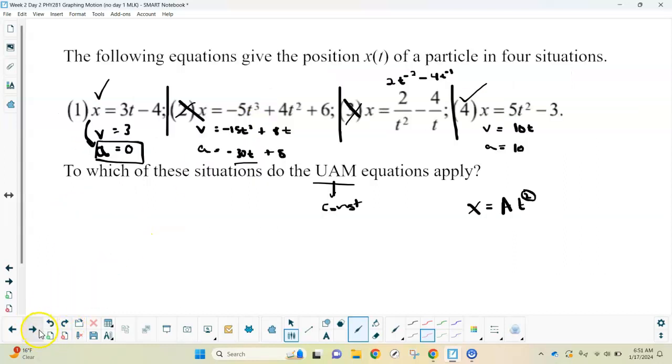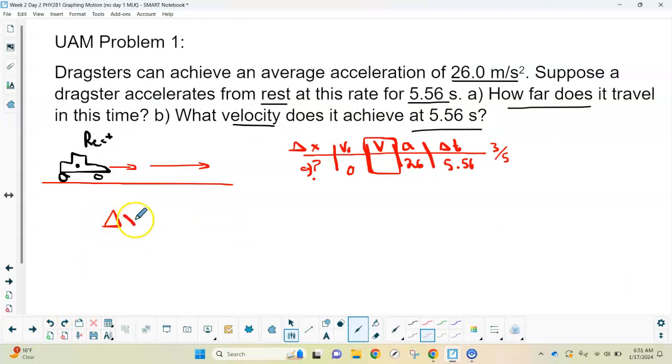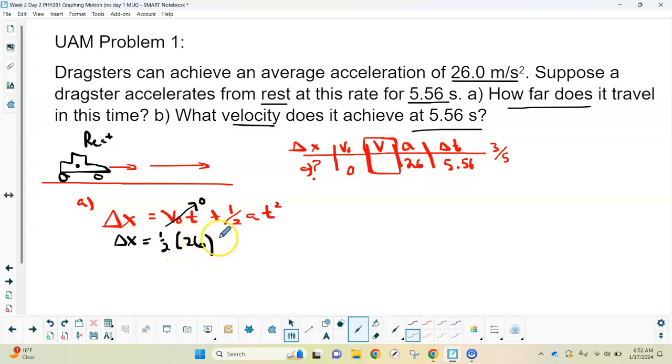So this formula here is for delta x for part A. Delta x equals v naught t, or delta t, plus 1/2 a t squared. You just plug into this. It's not overly complicated at this point. It's just plugging it in. So the initial velocity is 0, so that whole first term is going to go away. Delta x is what we're solving for. So it's 1/2. The acceleration is 26. And 5.56 is our time value. And make sure you square it.